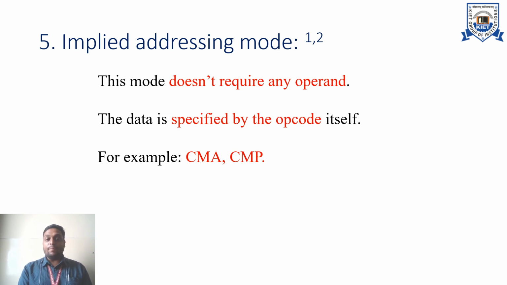Examples are CMA and CMP. CMA means complement accumulator. Here operand is already specified, that accumulator is the operand. CMP, compare the contents of the accumulator. So implied addressing mode means in which we don't require any operand. The operand or the data is specified by the opcode itself.